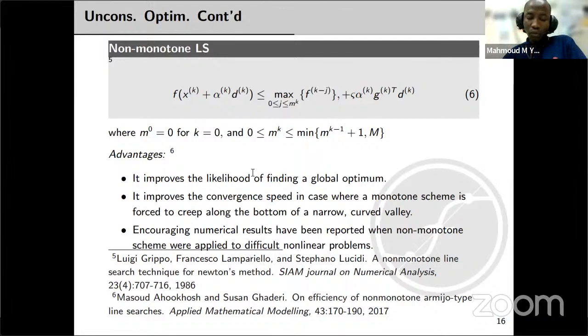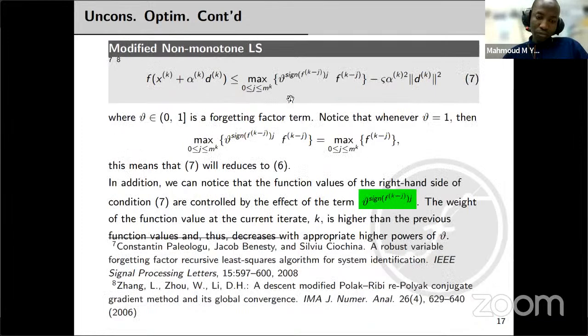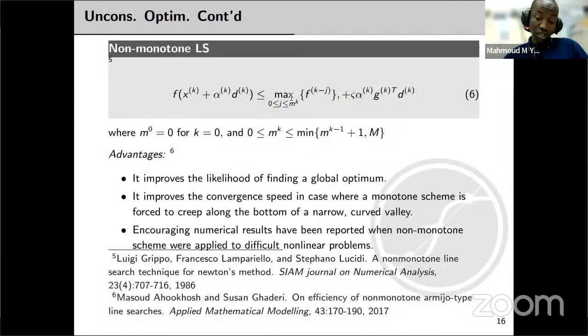Number one, it improves the likelihood of finding the global optimum of the problem. Also it improves the convergence speed, whereby the more monotone line search approaches creep along the bottom of a curved narrow valley. There are specific problems with this kind of property, where researchers showed that the non-monotone approach can avoid this kind of curved valley in the function itself. Another advantage is that it has encouraging numerical properties, which from what we have experimented and read in the literature is true for most of these difficult nonlinear problems. You can see some useful references here for somebody who wants to go further.